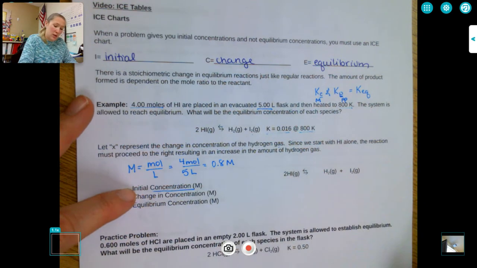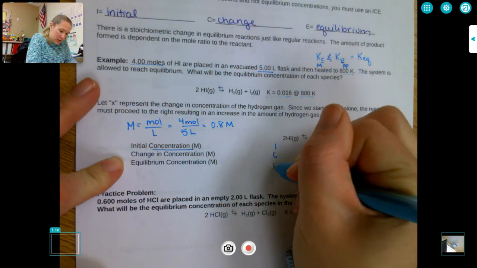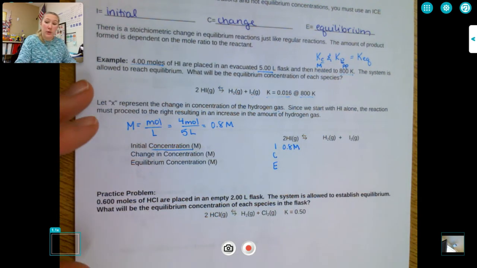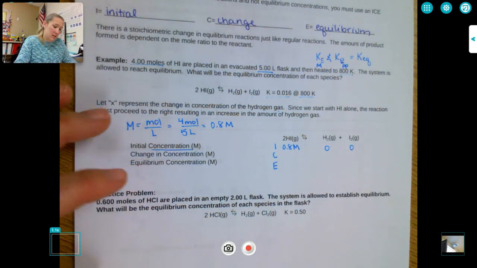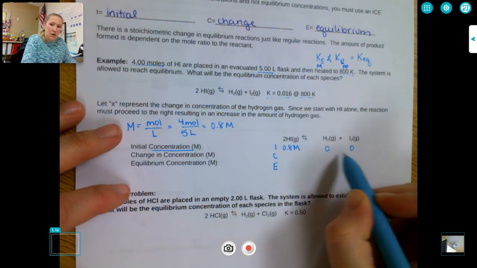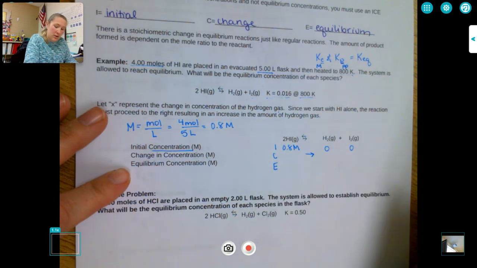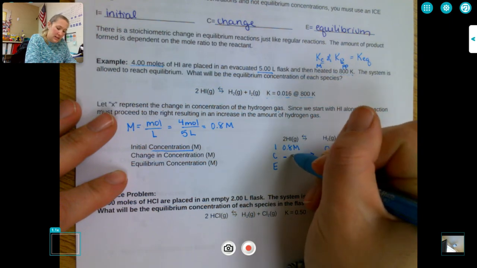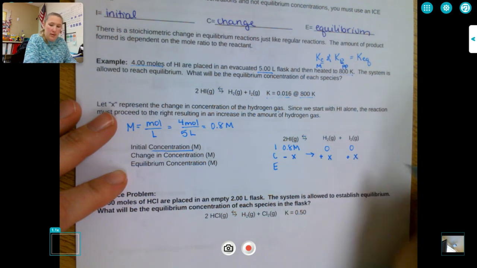So the only thing that I know about is my HI. So I'm just going to write my ICE chart here. My initial concentration is 0.8 molar. Before I start, I don't have any of either of my 2 products, so both of these are 0 because I haven't done the reaction yet. Because I have reactant and no product, the only way that my reaction is going to proceed is to the right. So that means that my reactant is going to decrease by some amount, and my products are also going to increase by some amount.